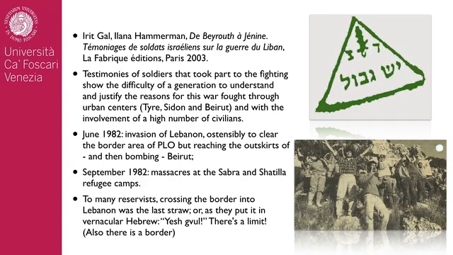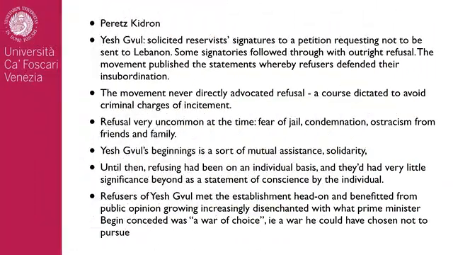So what you see is a movement that starts from people who realize that the reasons why they have been sent to war are not really the reasons they were told about, and a movement that starts spontaneously from below, which is a movement of protest that slowly, however, gains ground. You have here a picture, the logo of the association Yesh Gvul, but also a picture of the first demonstration. I should mention here for sure the name of Peretz Kidron.